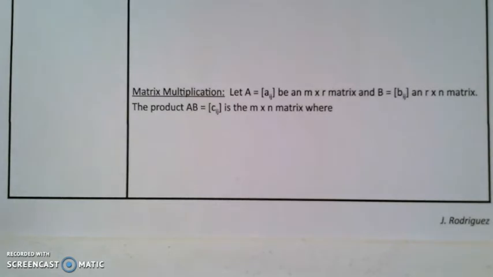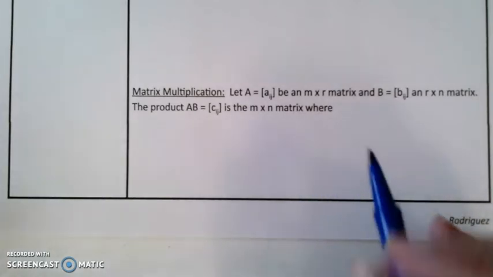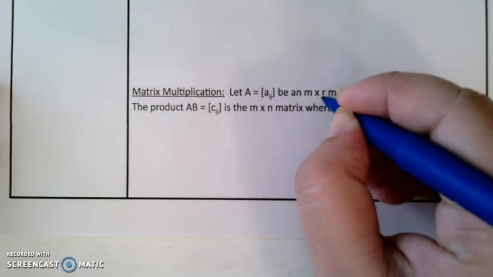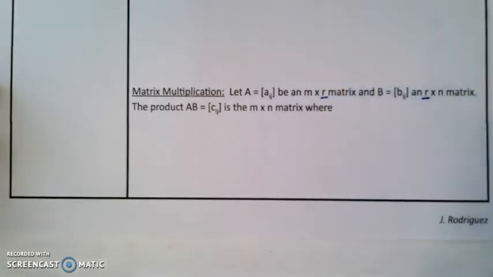Okay, our last operation that we're going to talk about in this section is matrix multiplication. And this one is a little bit more complicated because the way we multiply matrices is not element by element, but rather we're multiplying the row by the column, so to speak. So the important thing to note here is that when we're multiplying matrices, the number of columns of the first matrix has to match the number of rows of the second matrix. And you're going to see why when we do a couple of examples. Okay?